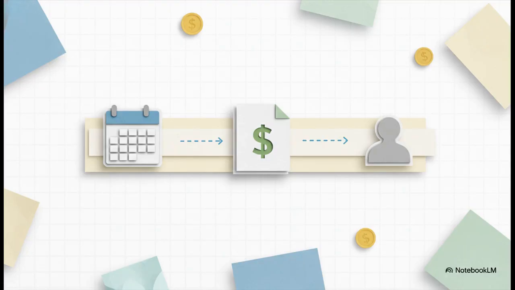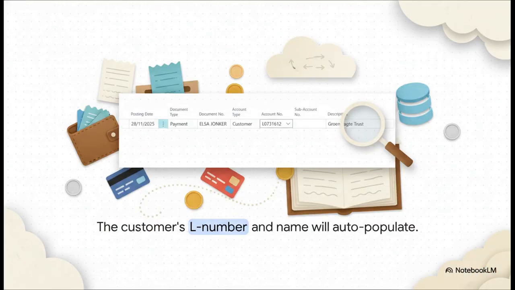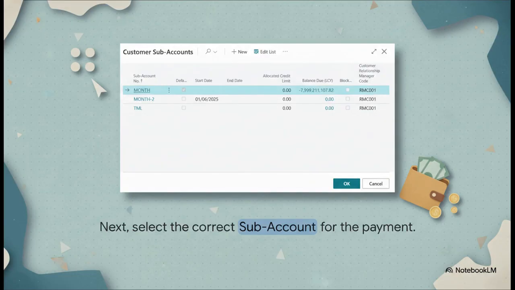All right, start by filling in the date, document type, and setting the account type to customer. Now, you'll need to select the specific customer who is making the payment. And boom, the system just fills in the customer's account number and name for you. Next, just click the three dots to open the list and choose the right subaccount.